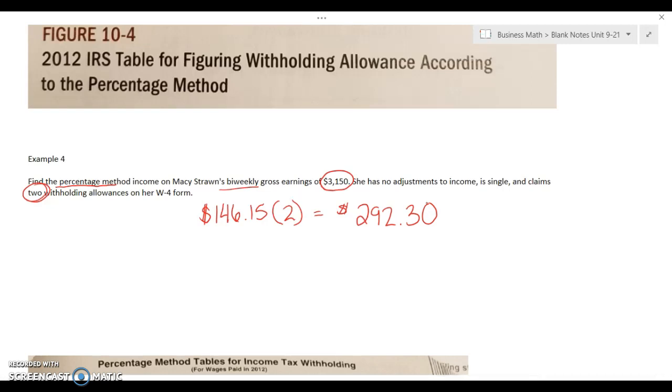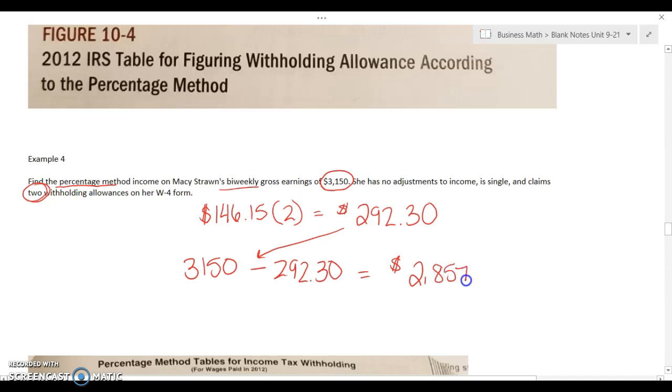Also, because Macy has no adjustments to her income, her gross of $3,150 is her adjusted income. So you take the $3,150, subtract your withholdings to get how much she's going to take home, $2,857.70.